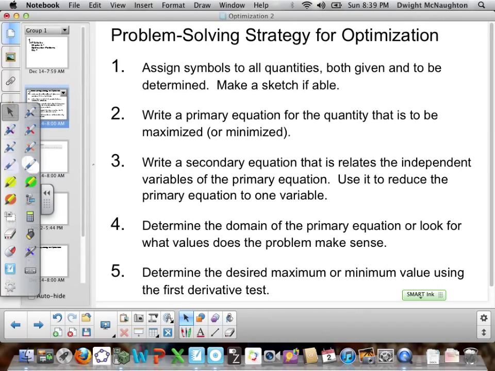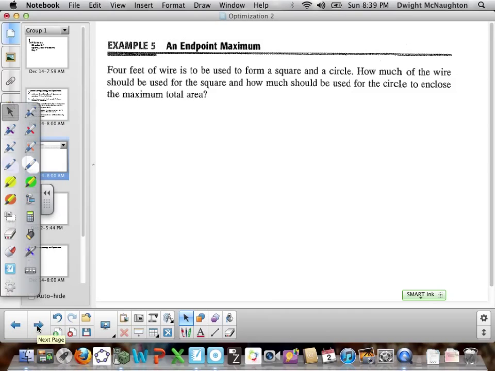All right, so our problem today, we may do two if there's time. Our problem today asks: 4 feet of wire is to be used to form a square and a circle. How much of the wire should be used for the square and how much should be used for the circle to include the maximum total area?